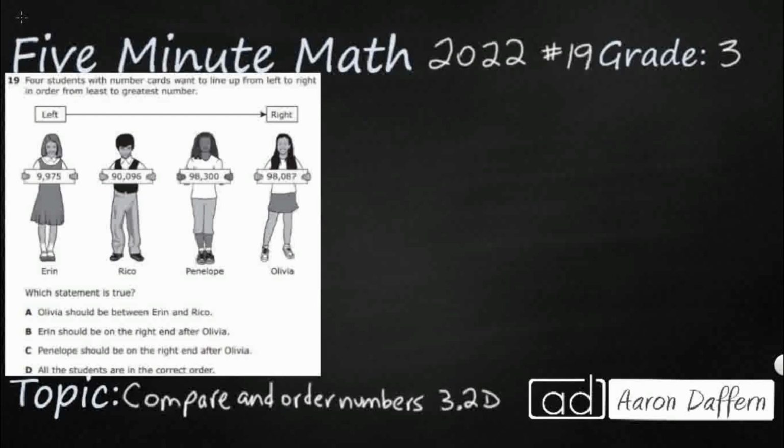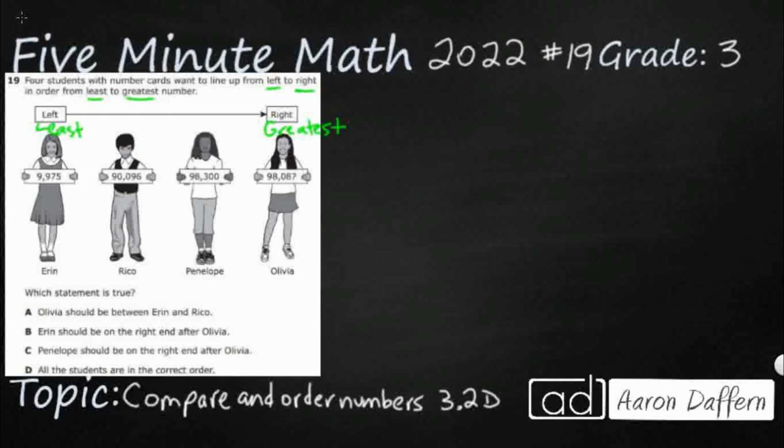So we've got 4 students with number cards here, Aaron, Rico, Penelope, and Olivia. And they want to line up from left to right, which they've labeled for us, from least to greatest. Okay, so that's going to be important for us to know. So I'm going to put least over here, and I'm going to put greatest over here.